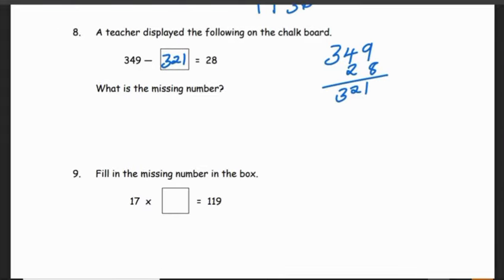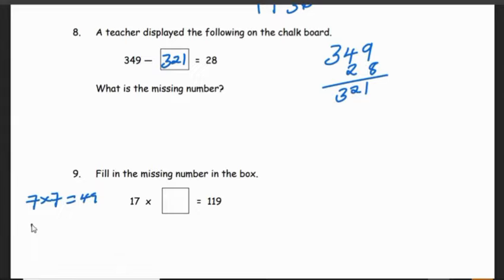The next question, fill in the missing number in the box. 17 multiplied by a certain number, we are going to get 119. So which number is it? First, you can try it out by thinking which number. The last number, if I multiply it by 7, it has a 9. So we know that 7 times 7 is 49. So probably this is our number.